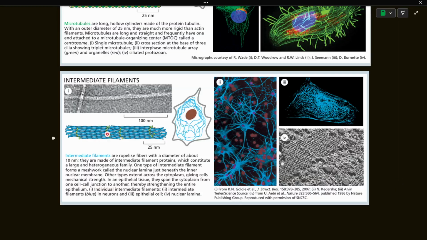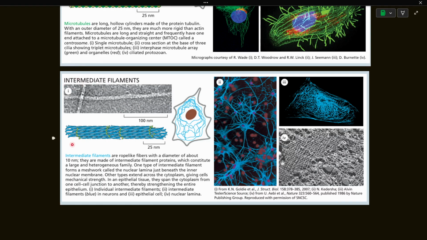Here you can see intermediate filaments. Intermediate filaments are less dynamic compared to actin or microtubules. The diameter of an intermediate filament is 10 nanometer. They are called intermediate because the size is somewhat intermediate between the other two filaments. The actin filaments have 7 to 8 nanometer diameter, the intermediate filaments have 10 nanometer diameter, while the microtubules have 25 nanometer diameter. So the size is in between both of the filaments, and that is why the name intermediate filaments.